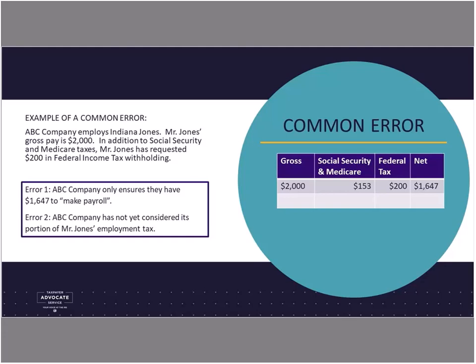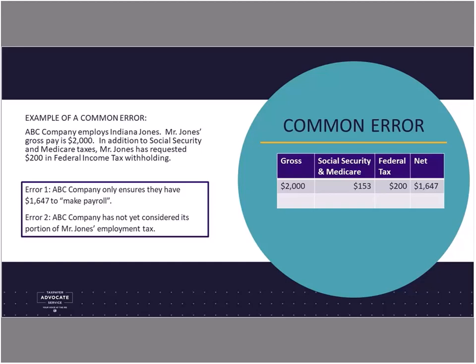ABC Company employs Indiana Jones. Mr. Jones' gross pay is $2,000. In addition to Social Security and Medicare taxes, Mr. Jones has requested $200 in federal income tax withholding. The very first error on this, ABC Company only ensures that they have $1,647 to make payroll. Second error, ABC Company has not yet considered its portion of Mr. Jones' employment taxes.